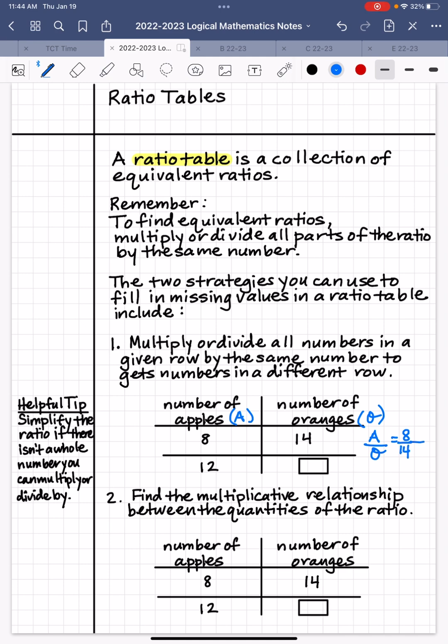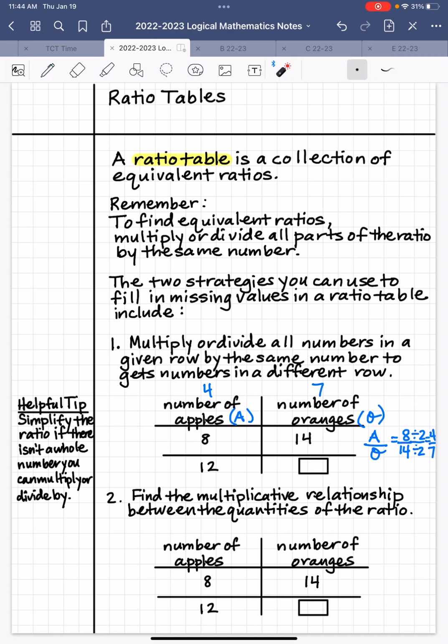And is there a number that can divide both 8 and 14? Yes, there is. That number is 2. So we divide both the 8 and the 14 by 2. 8 divided by 2 is 4, and 14 divided by 2 is 7. And is there any other number besides 1 that can divide 4 and 7? No. So therefore, I'm going to put 4 for the number of apples and 7 for the number of oranges, right up here. Essentially, I'm creating a new row, all right?